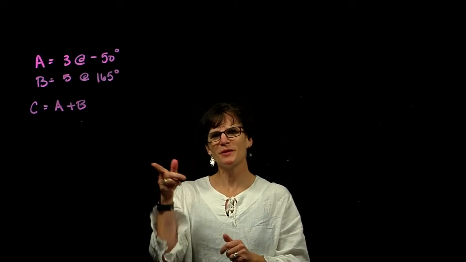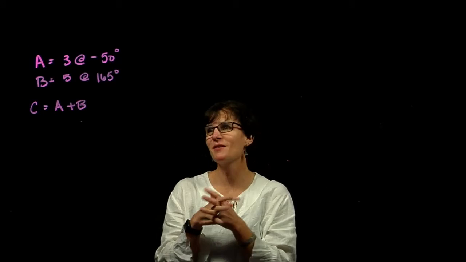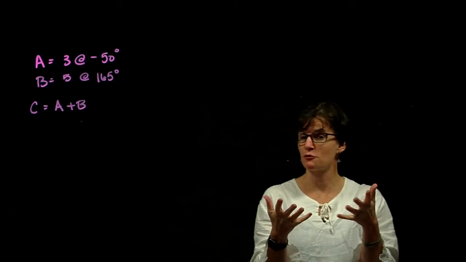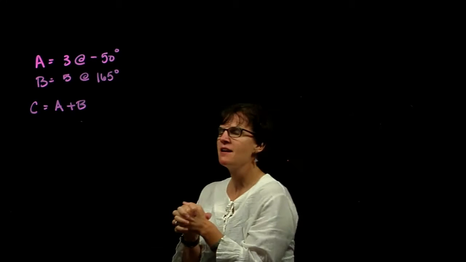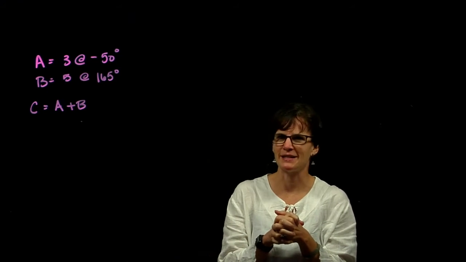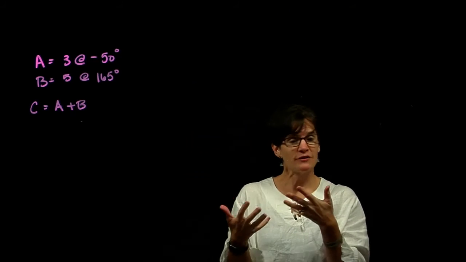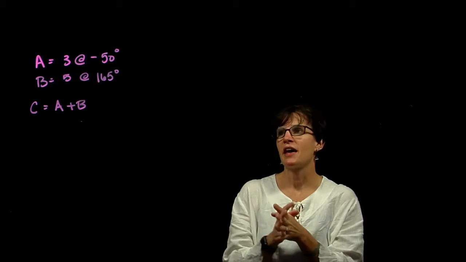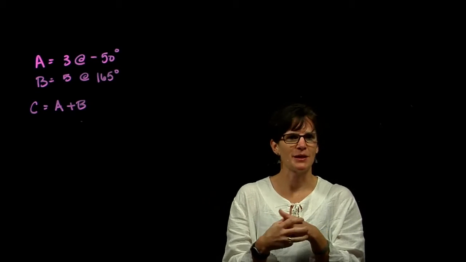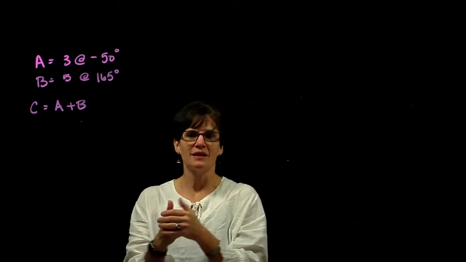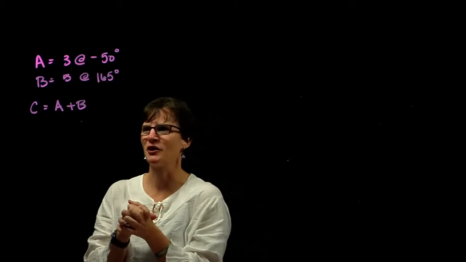We're going to do a little bit of mathematical vector algebra. We have two vectors, vector A, which is magnitude 3 at negative 50 degrees, and vector B, which is magnitude 5 at 165 degrees. Since no other information is provided about that angle, we can assume that that angle is given relative to the positive x-axis. So that's our standard, unless additional information is provided regarding the angle.